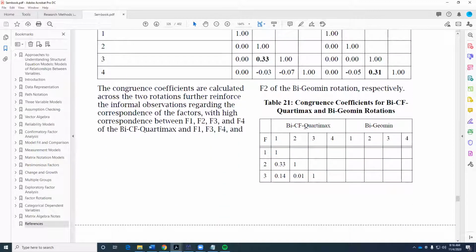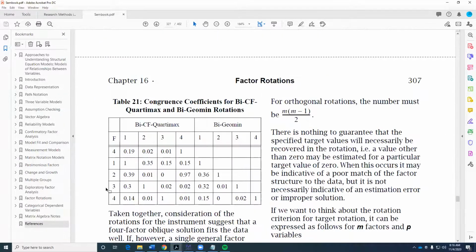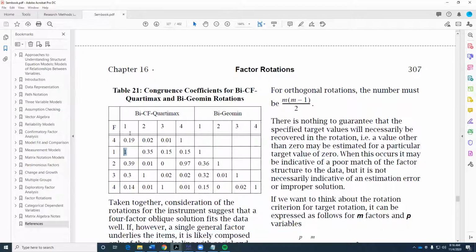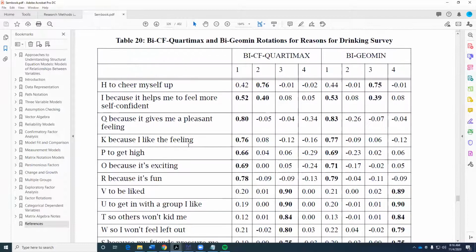And I can come back and look at my congruence coefficients between the bifactor geomin and Quartermax and find, as I was saying before, things on the Quartermax rotation tend to load very similarly, that's the one factor on the Quartermax, and factor 2 on the bifactor Quartermax tends to correlate with factor 3 in the bi-geomin. So, this is an exploration. It is a way of thinking about these things. It is not the way of thinking about these things.